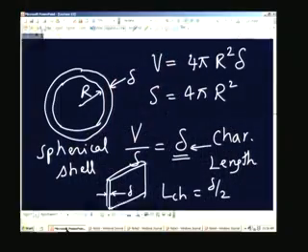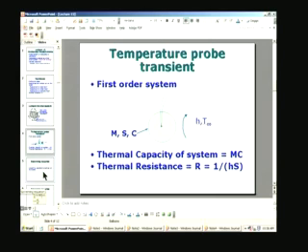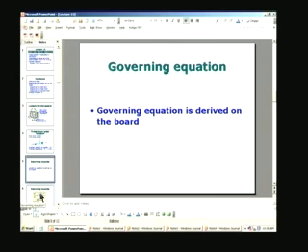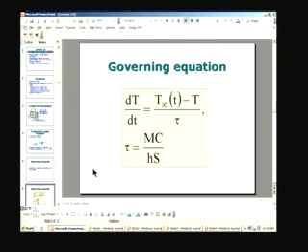With this background, let us look at the governing equation which was derived on the board, and I have written it in this slide. Just to recapitulate, what I have is the change in temperature with respect to time, dT by dt, the rate at which it is changing, is given by a difference between temperature of the ambient, which may be varying with respect to time, minus the temperature T, which is the temperature of the sensor, divided by tau, which is the time constant.